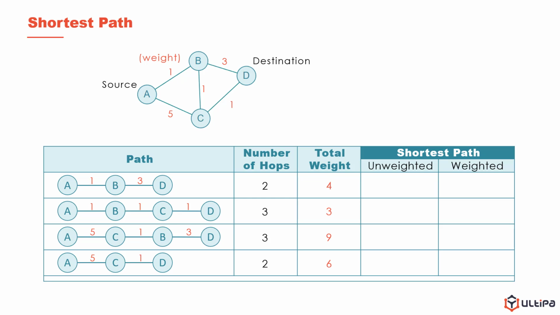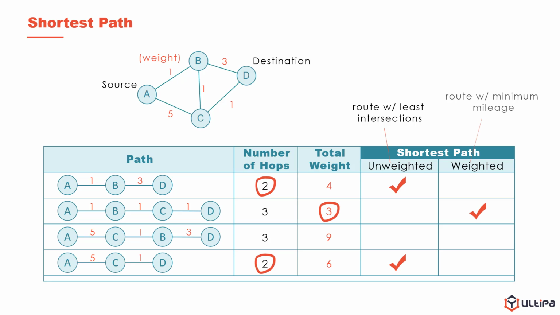There are 2 types of shortest paths. The unweighted shortest path is the path that has the least number of hops. The aforementioned route with least intersections is a scenario of unweighted shortest path. The weighted shortest path is the path with the minimum total weight. The route with the minimum mileage can be found by calculating the weighted shortest path when the weight of edge represents mileage between locations. The algorithms used to find shortest paths are BFS and Dijkstra, which will be introduced in a separate video.